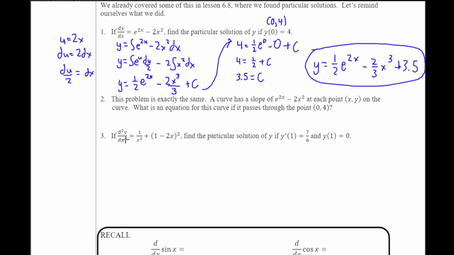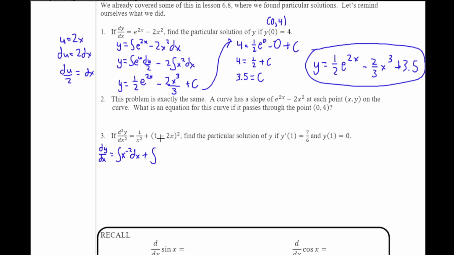So if d squared y over dx squared is equal to 1 over x squared plus 1 minus 2x squared, find the particular solution of y if y prime is equal to 7 over 6 and y of 1 is equal to 0. This is going to be a really long problem. Be sure you are writing small here. So if you take the integral of the second derivative, that gives us the first derivative. So dy dx is equal to, let me rewrite this here. So the integral of 1 over x squared, that's x to the negative 2.